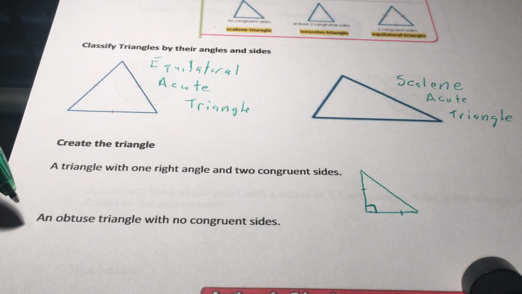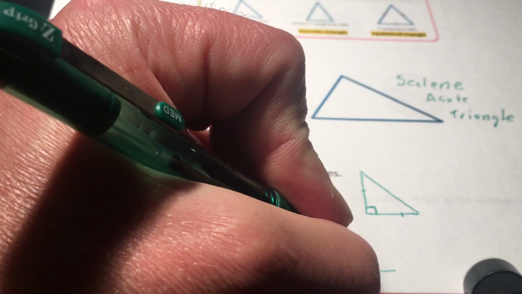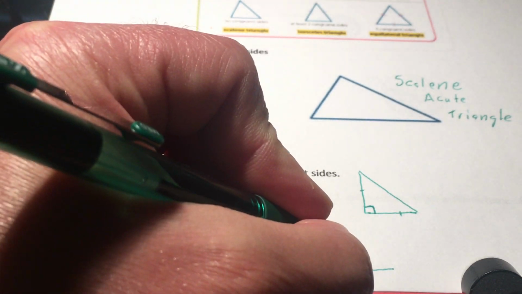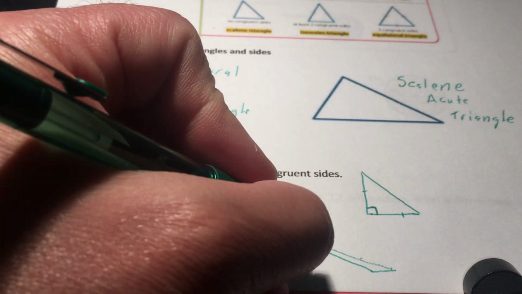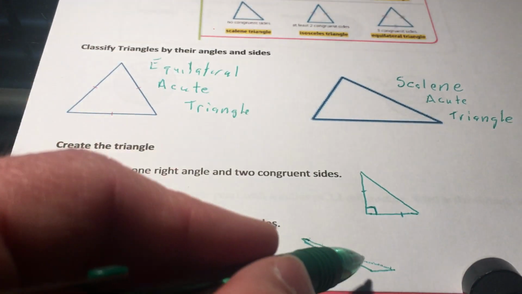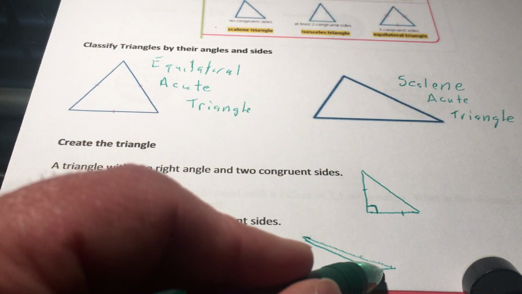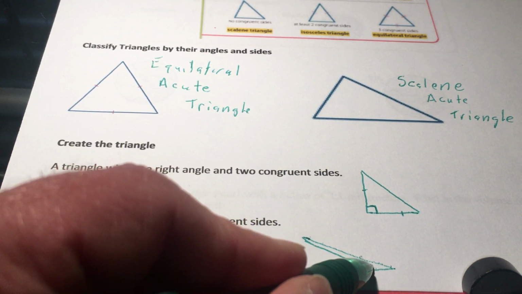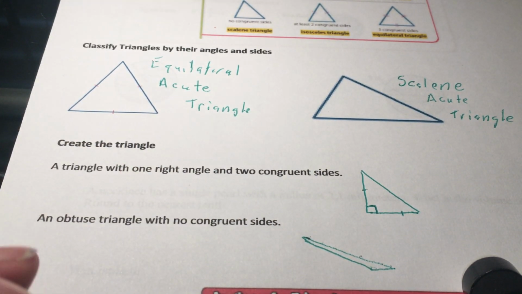Now this one says an obtuse triangle with no congruent sides. So maybe a short line here, a really long line like this, and there's my triangle. Not a great looking triangle, but a triangle. So basically one short side, one long side, and one even longer side, and that angle right there is obtuse.